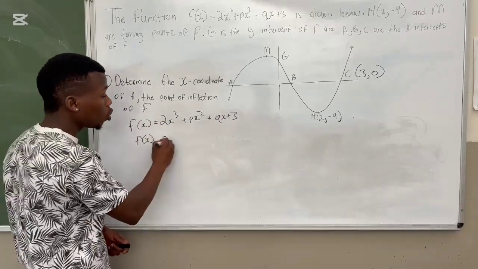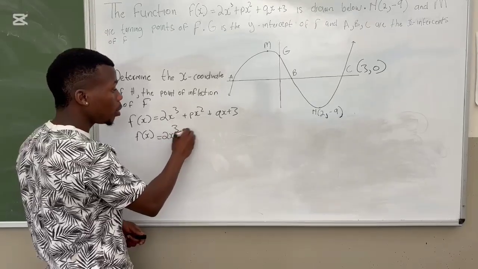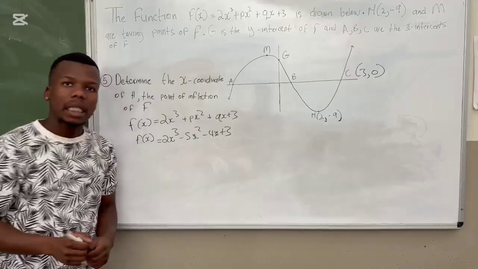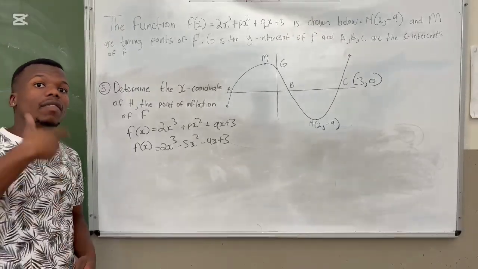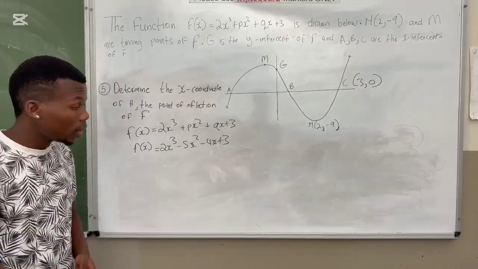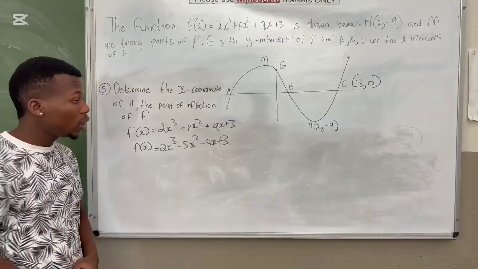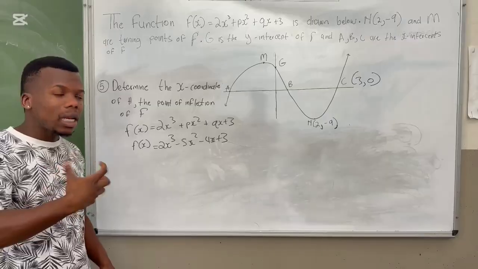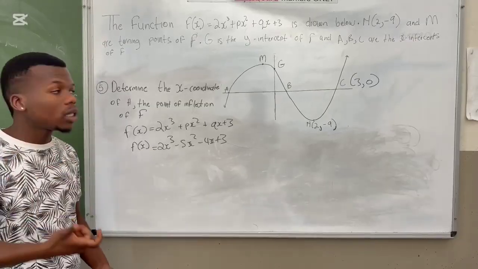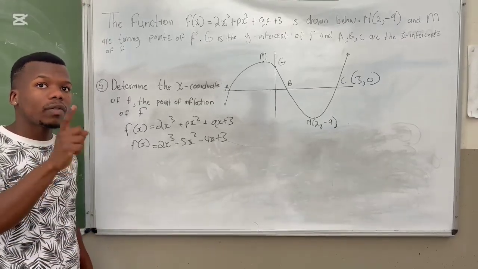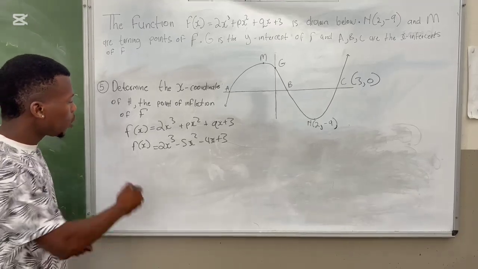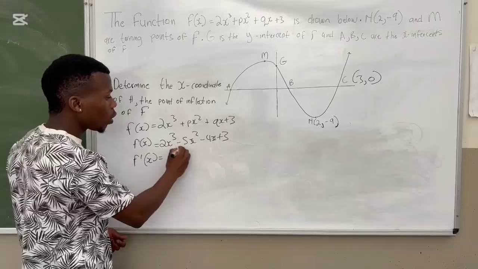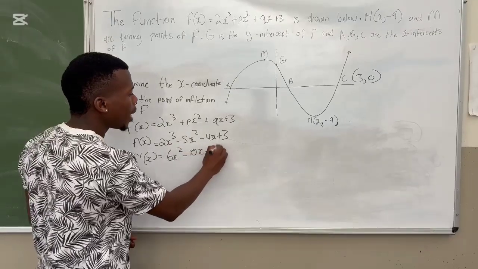But we have calculated the values of p and q. This is going to be 2x cubed minus 5x squared minus 4x plus 3. Now we must do the first derivative and the second derivative. After doing the second derivative, we must equate to 0 and solve for the x value. Whenever they are talking about the point of inflection, you must always find the second derivative. The first derivative f prime of x equals 6x squared minus 10x minus 4.